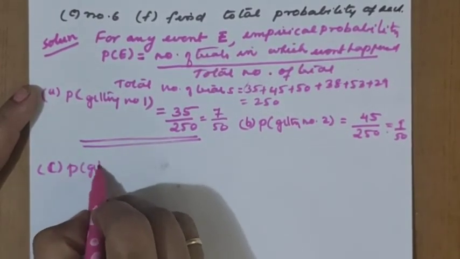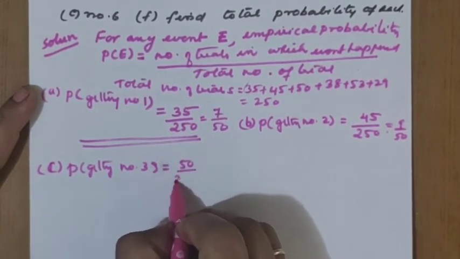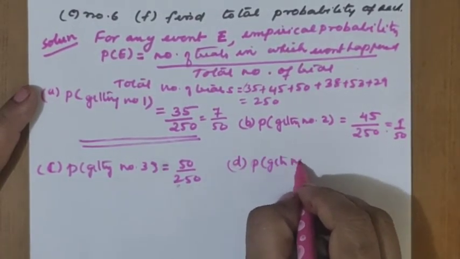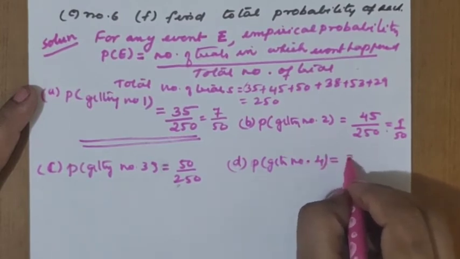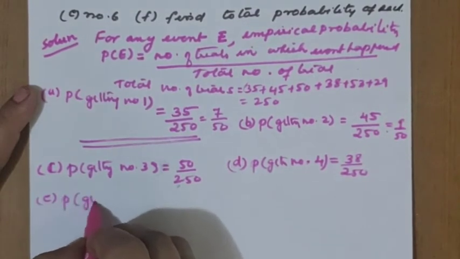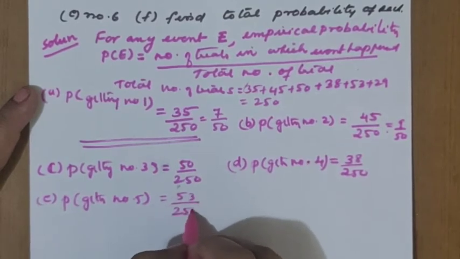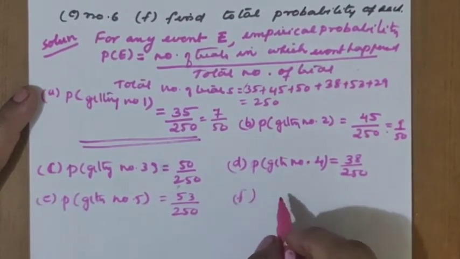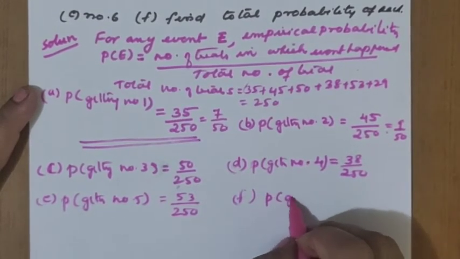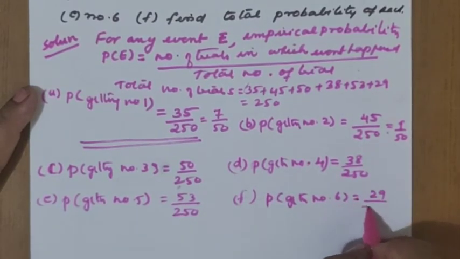P of getting a number 3. Like this you continue, that is 50 by 250. Again D, P of getting a number 4, it is equal to 38 by 250. E, getting a number 5, it is equal to 53 by 250. F, P of getting a number 6, it is equal to 29 by 250.